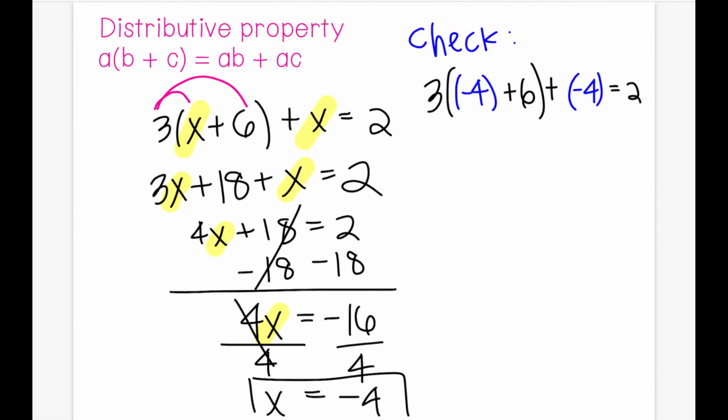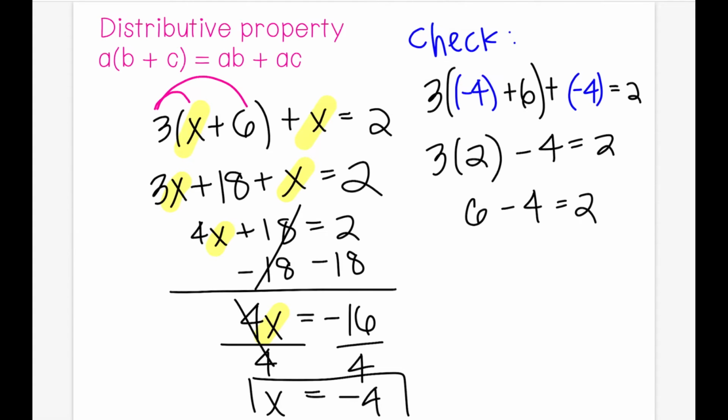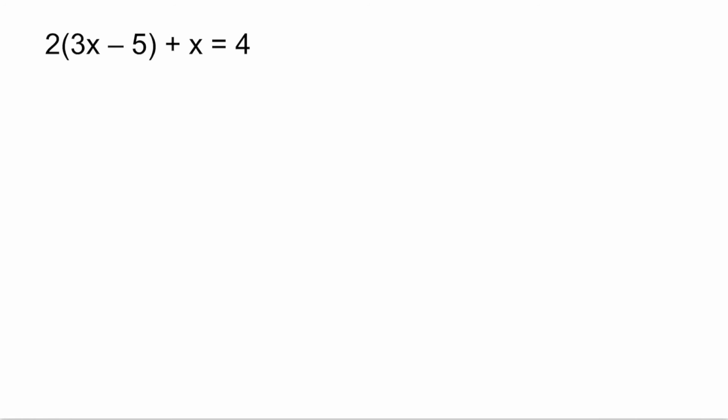So to check my answer, I'm going to just plug in negative 4 everywhere I see an x in my original problem. Negative 4 plus 6 is going to simplify to 2. Plus a negative will just change to a minus equals 2. 3 times 2 is 6, minus 4 equals 2. So in fact, 2 equals 2. Therefore, I know my answer, x equals negative 4, is correct.